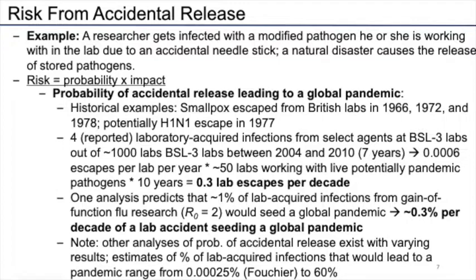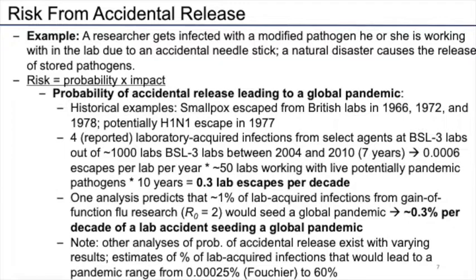So you might think that things have gotten better, and it looks like potentially they may have, given these numbers that I was able to find reported by the CDC. If you look at their official numbers, there were about 1,000 BSL-3 labs, biosafety level 3 labs, operating for each year between 2004 and 2010. And out of all those labs for those 7 years, it seems that there's only been 4, at least reported, laboratory-acquired infections from select agents.